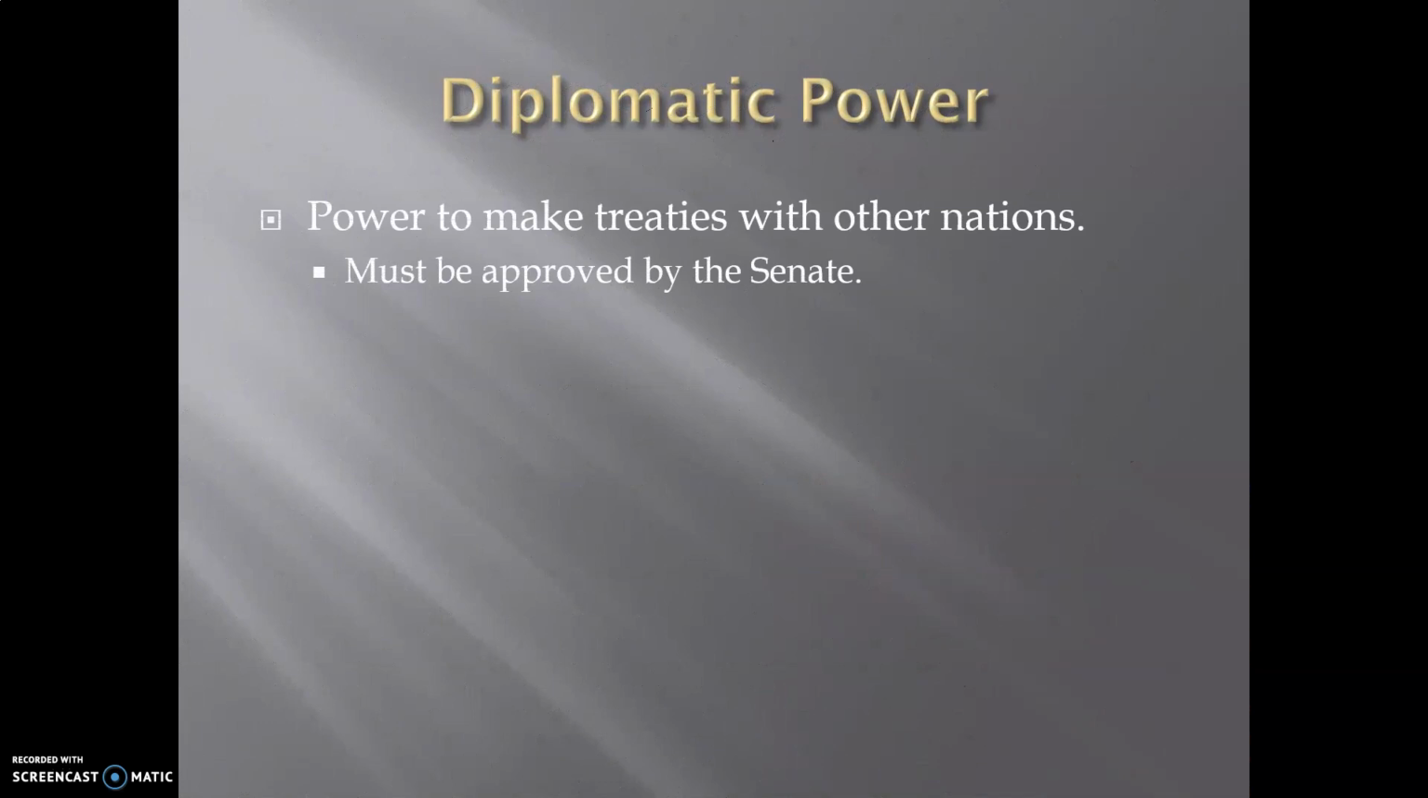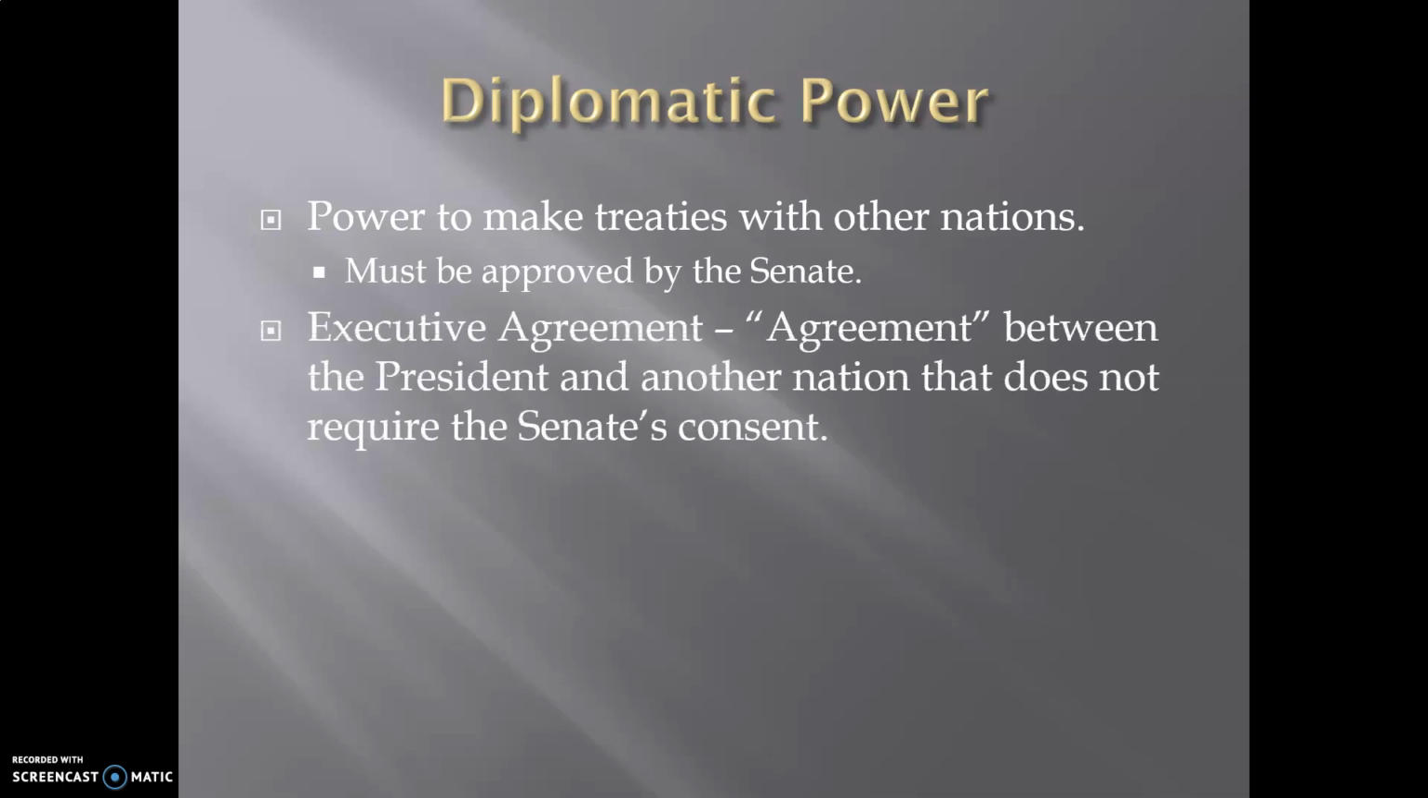Diplomatic power, the power to make treaties with other countries. So a treaty is an agreement between the United States and another country. Now, it has to be supported by the president and approved by the Senate for a treaty to happen. Now, sometimes the president just can't do a treaty, right? Let's say that the president and the Senate are different parties and they're not agreeing. Then the president won't be able to get a treaty.